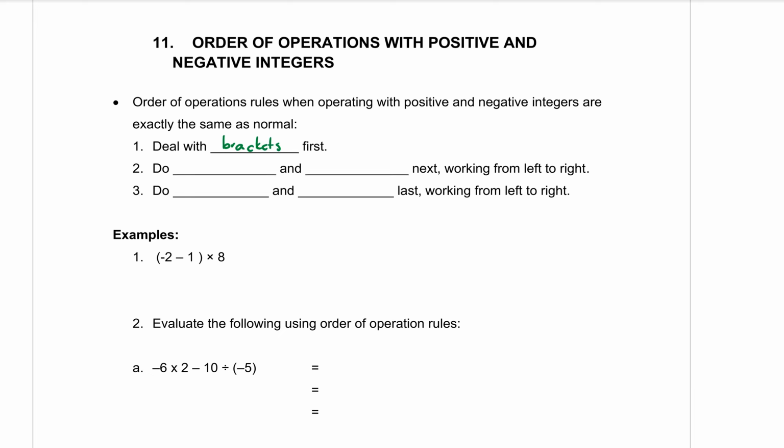All right, we deal with the brackets first. Then we do the multiplication and division. Next, working from left to right. That doesn't mean that we always do multiplication first and then division. It means whichever one of those happens first as you go from left to right across your problem. And the same thing for the last step is when you do your addition and subtraction.